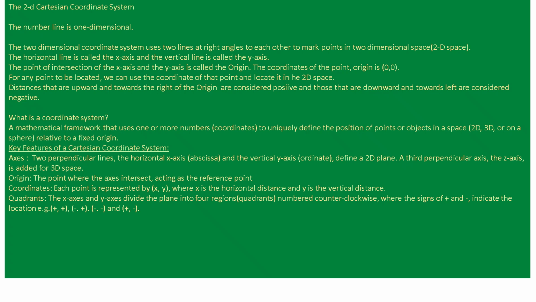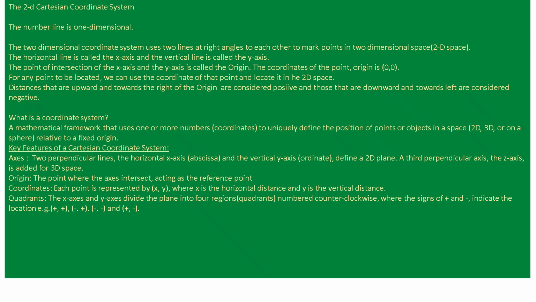So, for any point to be located, we use the coordinates of that point and locate it in the two-dimensional space. The distances that are upward and towards the right of the origin are considered positive, and those that are downward and towards the left are considered negative.